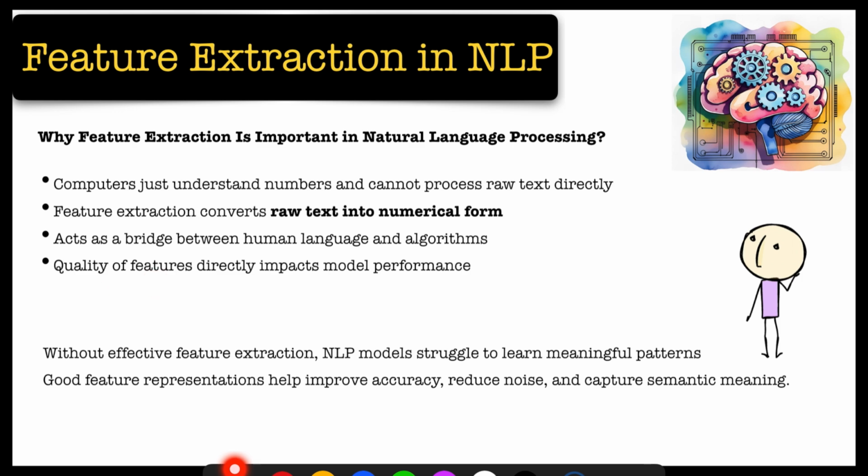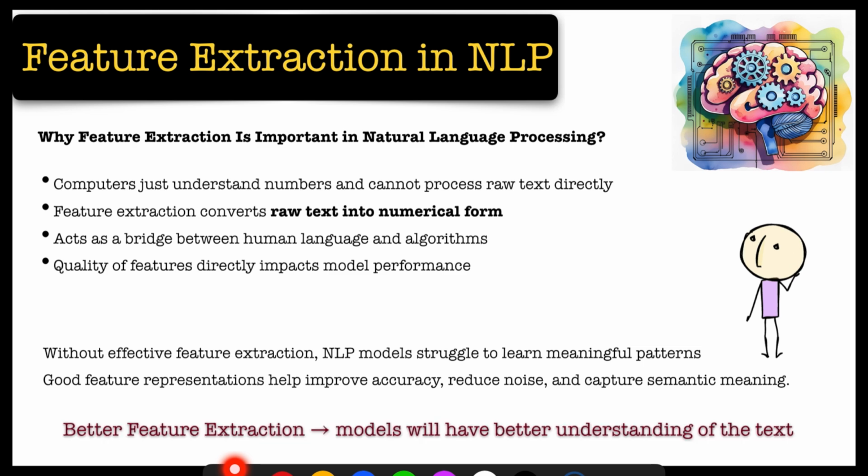The quality of features directly impacts the model performance. So, without effective feature extraction, NLP models struggle to learn meaningful patterns. Good feature representations help improve accuracy, reduce noise and capture semantic meaning, or basically the meaning of the text. So, better feature extraction means the models will have a better understanding of the text.